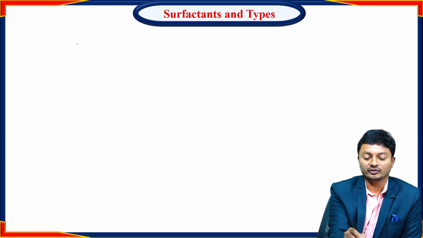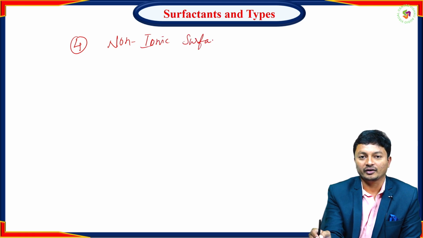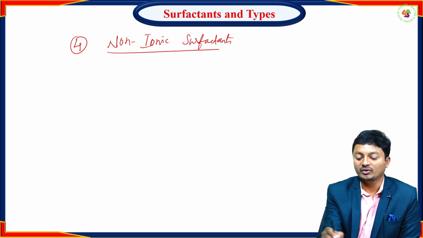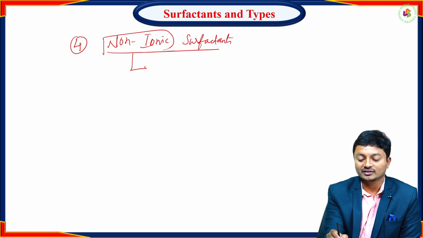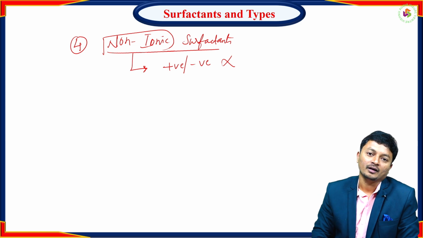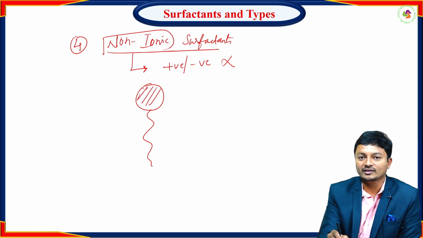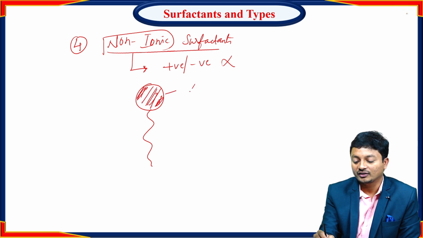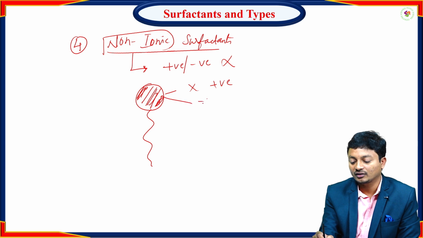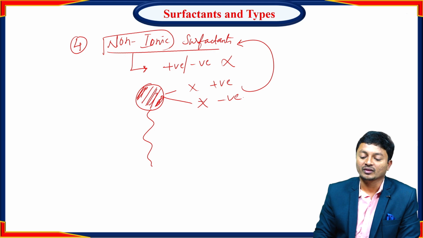The fourth type of surfactant is non-ionic surfactant. The name indicates itself that it is non-ionic. That means there is no positive charge and no negative charge on the head portion of the surfactant. These types of surfactants are known as non-ionic surfactants.